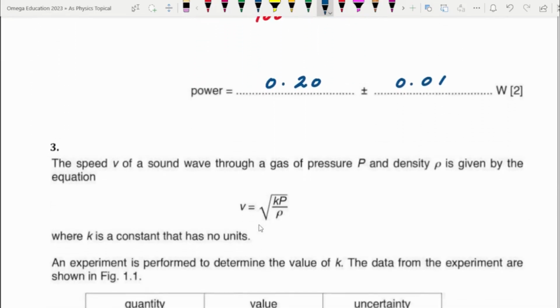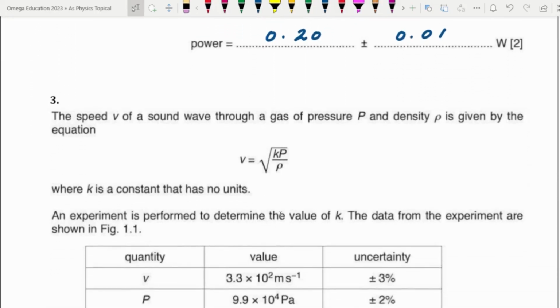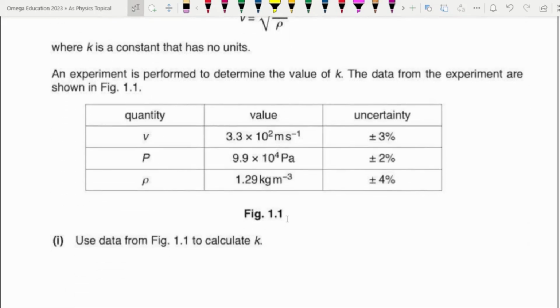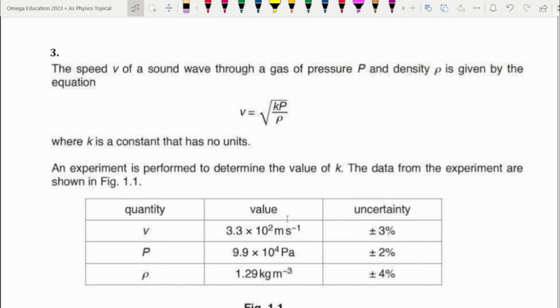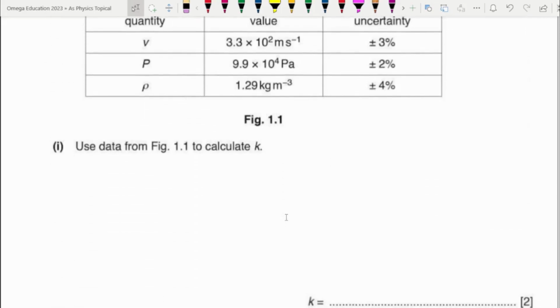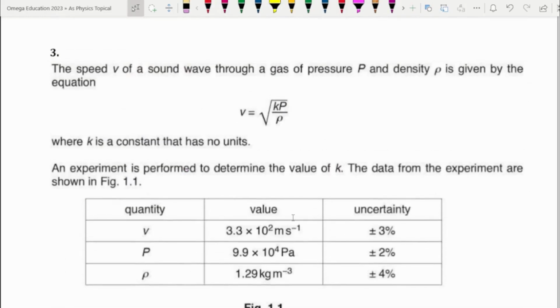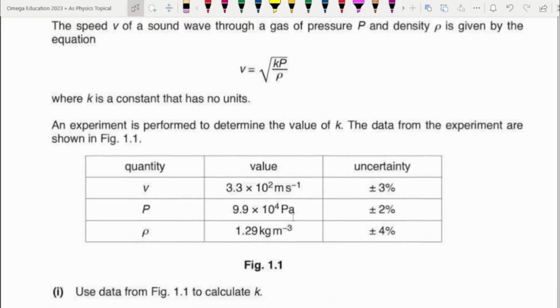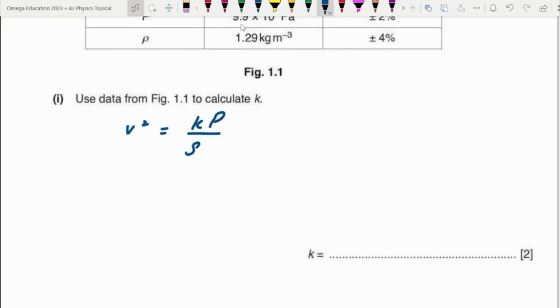So let's move on to the next one. The speed of sound is given by this expression. We need to find the value of k using the data. So v equals, I'm going to take square on both sides in order to get rid of the square root sign. So v square equals kp over rho. So what is k equal to? You can rearrange the expression to find the value of k. k would be equal to v square rho divided by p.